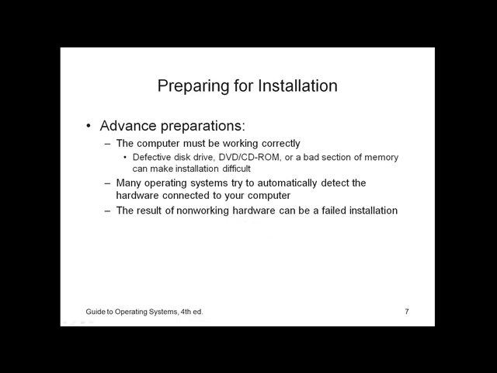As I said before, there are some advanced preparations that must be done before installation of the operating system. We talked a little bit about when to decide to upgrade or install a new operating system. We'll talk about that in just a minute also. But some of the advanced preparations consist of making sure the computer is working correctly. Anything like a defective disk drive or a CD-ROM or a bad section of memory can make installation difficult, if not impossible. Many operating systems will try to automatically detect all the hardware connected to your computer. This is pretty much standard for most operating systems today, particularly Windows with its plug-and-play capabilities. But it's always important to remember that non-working hardware can result in a failed installation.